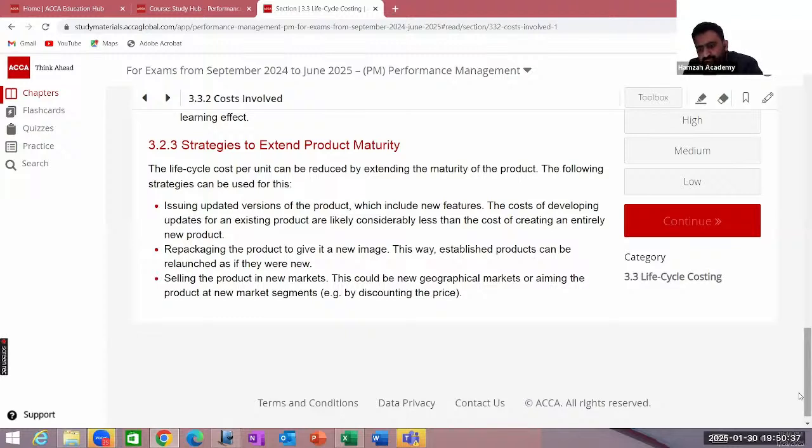Number two, repackaging the product to give a new image. The product is old, but if you change the packaging of the product and make an attractive packaging, then obviously it will attract the customer and it will help you to extend the maturity stage. The last and not the least, the third strategy would be selling a product in a new market.